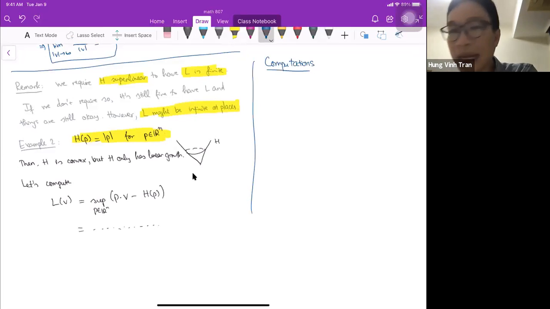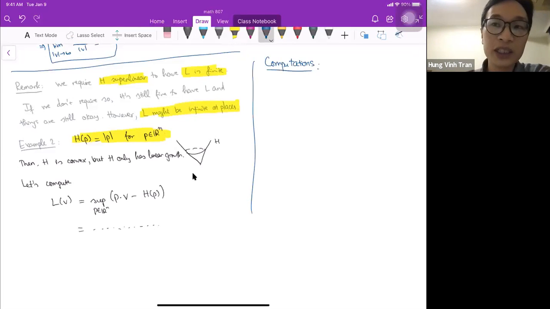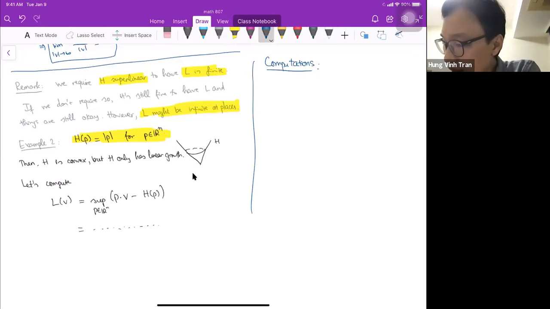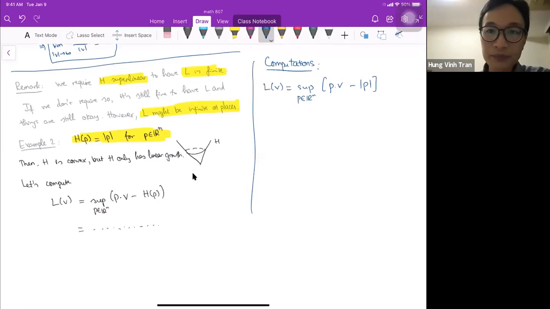Let's do it without using the geometric interpretation. Okay, first, how do I compute? Let's just do L of V equal to the supremum over P in R^n of P dot V minus H of P, which is just the length of P. Already there are things to be considered here, right?